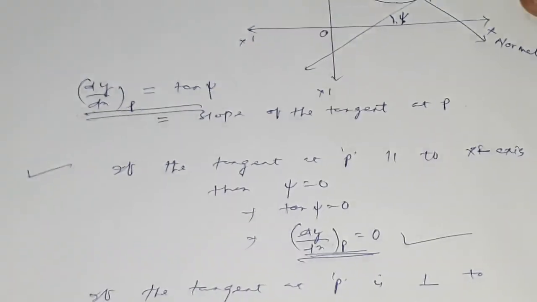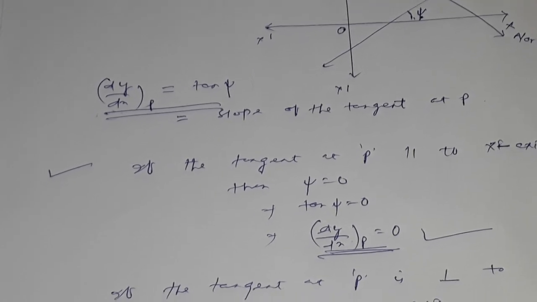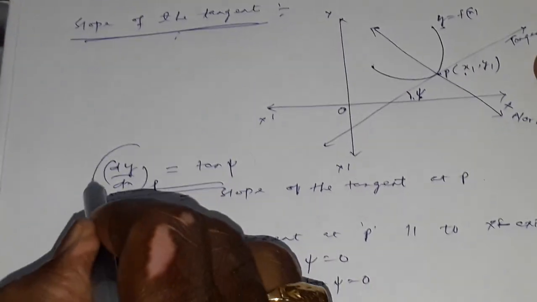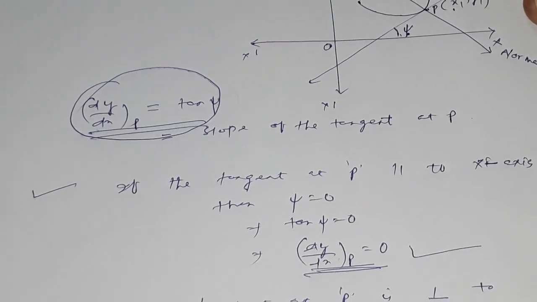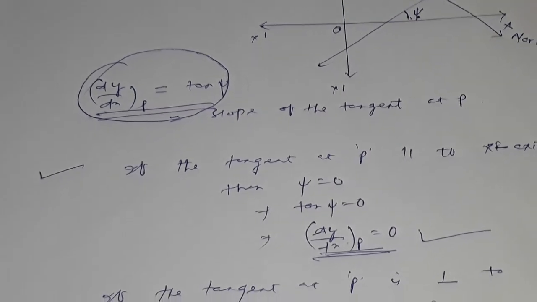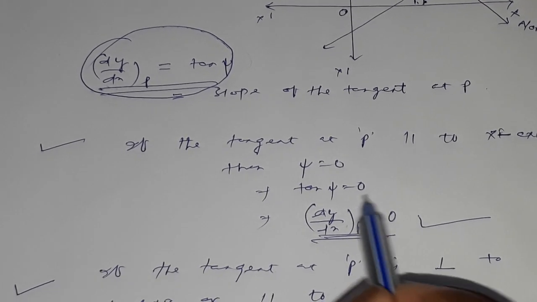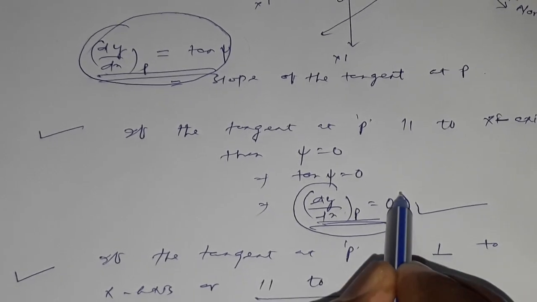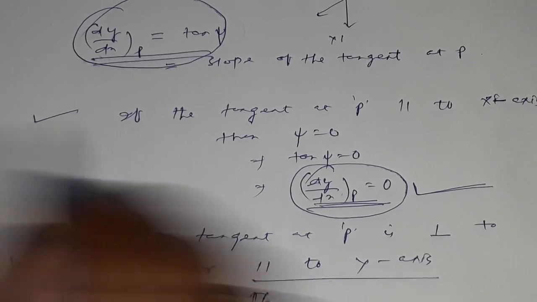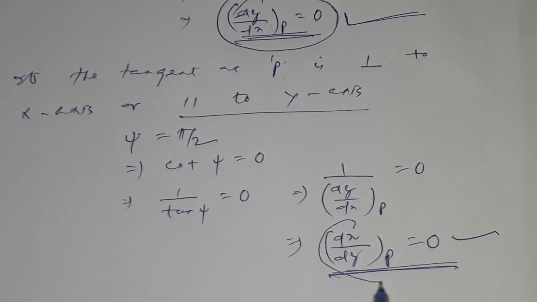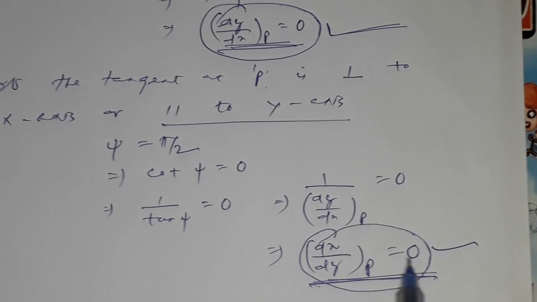So the slope of the tangent at P equals dy/dx at P. If the tangent at P is parallel to the x-axis, then dy/dx at P equals 0. And if the tangent at P is perpendicular to the x-axis or parallel to the y-axis, then dx/dy at P equals 0.